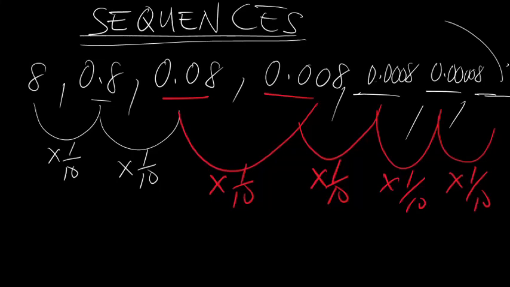Now have 0.00008. This is 5. This is 4. 3, 2, 1. Okay, 0. So now that is it. That will be what will be here. So that is a sequence. That is all about a sequence.